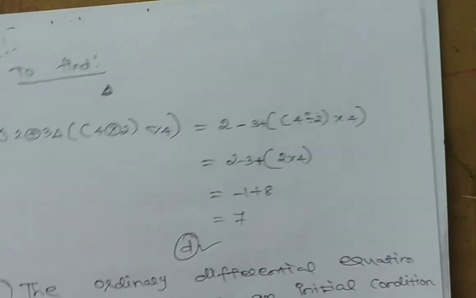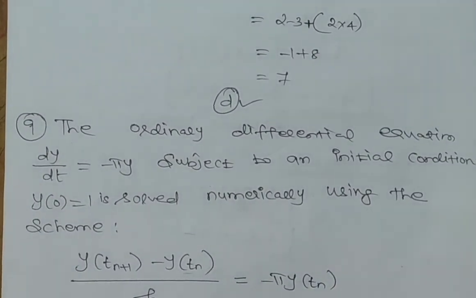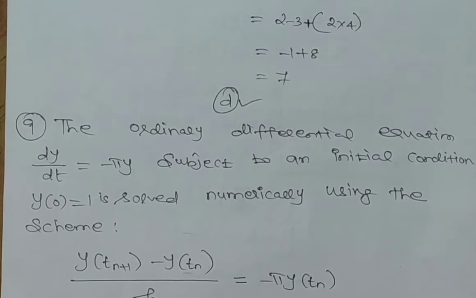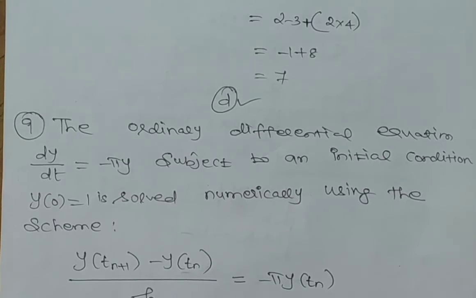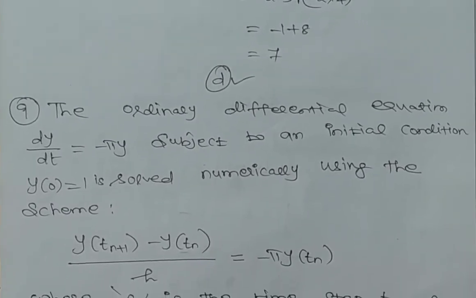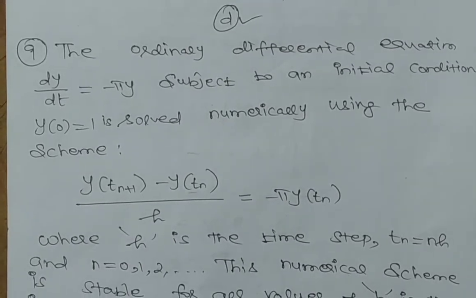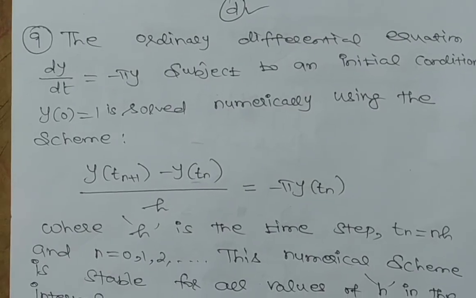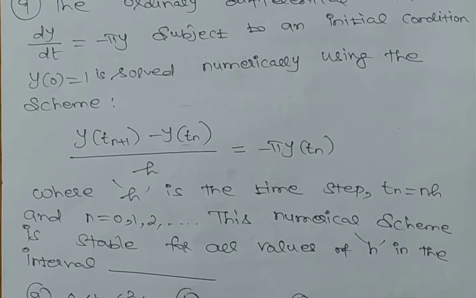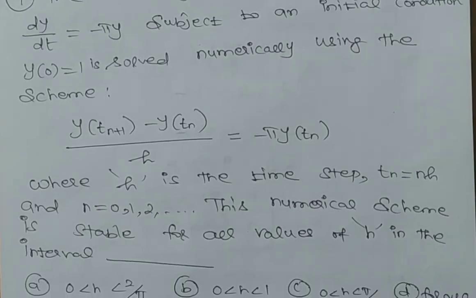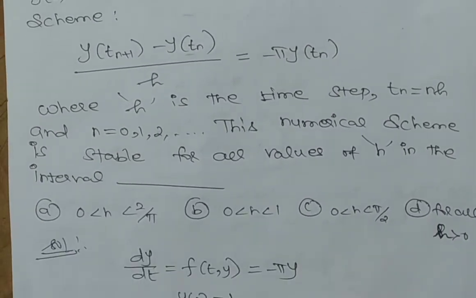Next, numerical methods, based on an ODE problem. Numerical ODE. The ordinary differential equation is dy by dt equal to minus pi y, subject to the initial condition y of 0 equal to 1, and is solved numerically using the scheme y of tn plus 1 minus y of tn divided by h equal to minus pi y of tn, where h is the time step and tn, n equal to 0, 1, 2 and so on. This numerical scheme is stable for all values of h in the interval. The 4 options are given. Actually this is the given problem.